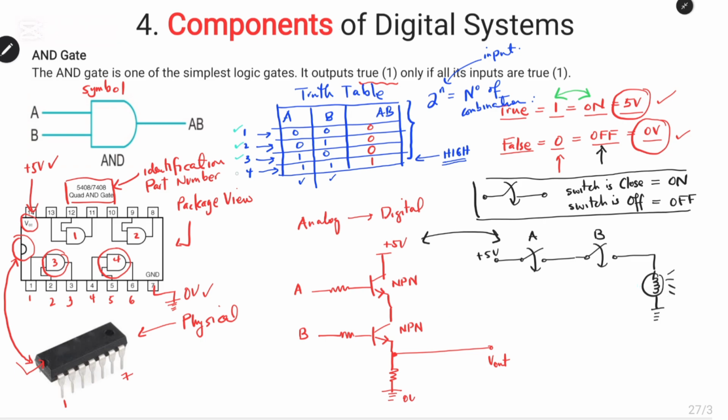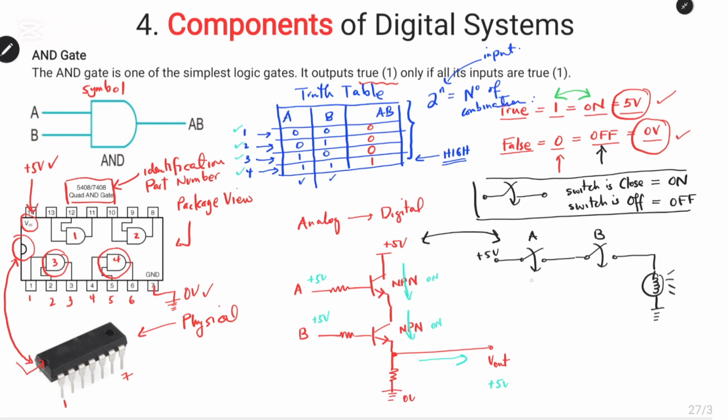And finally, for the fourth combination, we have both inputs at 1. That means we apply 5 volts, as I have explained previously. That means these two transistors are on. So current will pass through the first transistor and all the way to the second transistor, and it will pass through to the output. Therefore, the output will also have positive 5 volts.